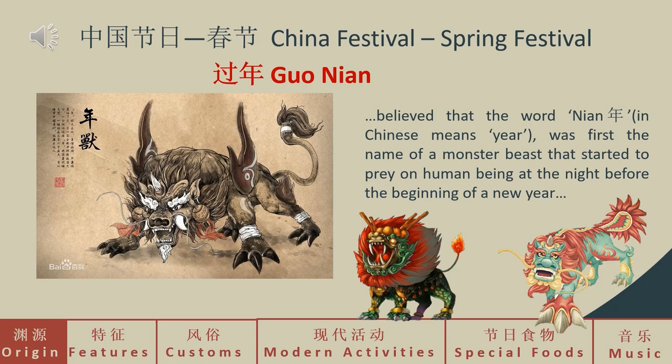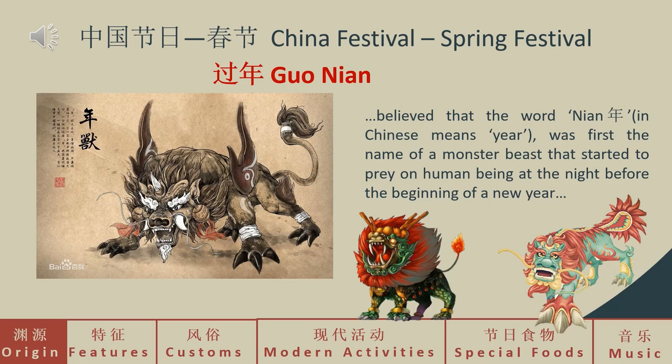Before the old man left, he told people to put red paper decorations on their windows and doors at each year's end to escape from Nian in case it sneaked back again, because red is the color that the beast feared most. And here we can see the picture of what people imagine in their minds, Nian will be like this.